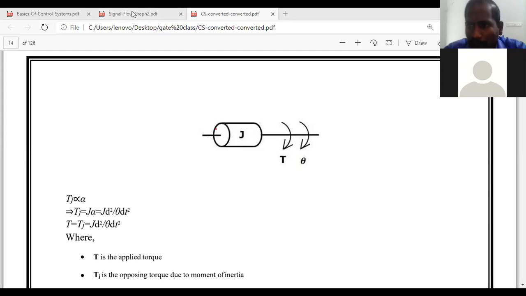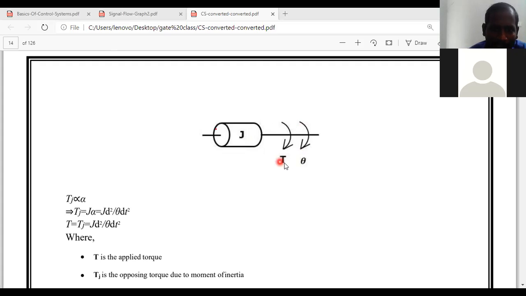So here, this is a moment of inertia in the place of mass. Now it's replaced by moment of inertia J, and the applied force now will be called a torque. And the next one is displacement becomes angular displacement. Previously it's represented by x, now it's represented by theta.